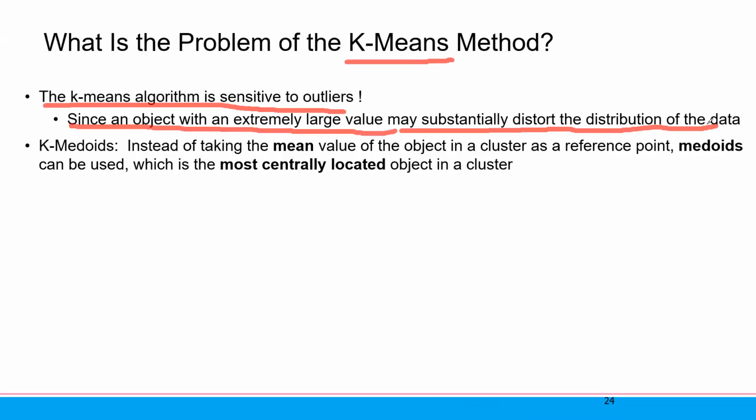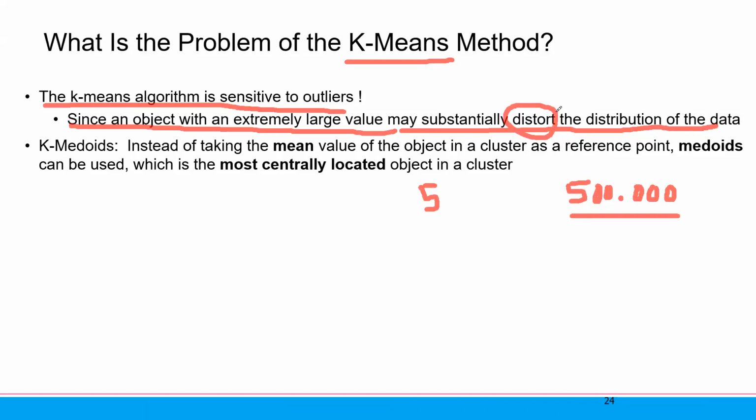As you know, if we have a very small number, let's say I have 5 and then I have 5 million, it is a very big gap, and this extremely large value will distort or will give some noise to the distribution of the data.